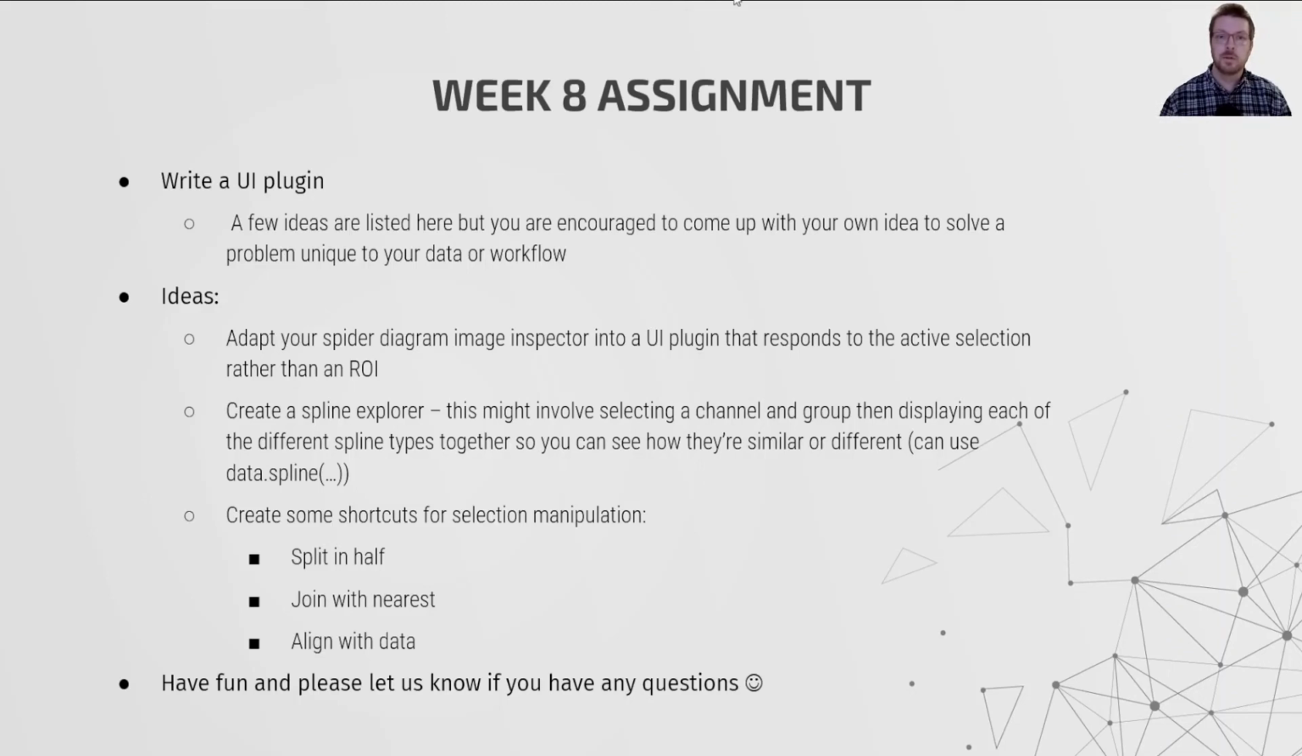Or you could create some shortcuts for selection manipulation. This sort of thing can be very handy, and I've made some suggestions here. So you could create one to split a selection in half, which would be similar to the example we did today. You could create one that joins the active selection with the nearest selection, or you could create one that aligns the active selection with nearby data.